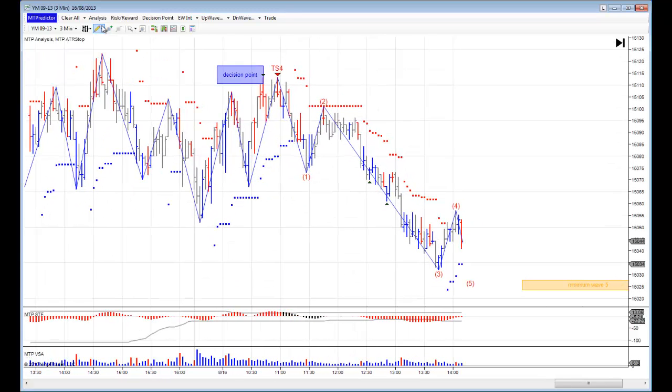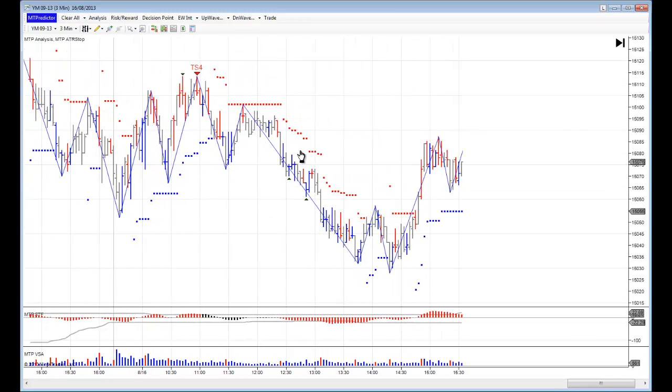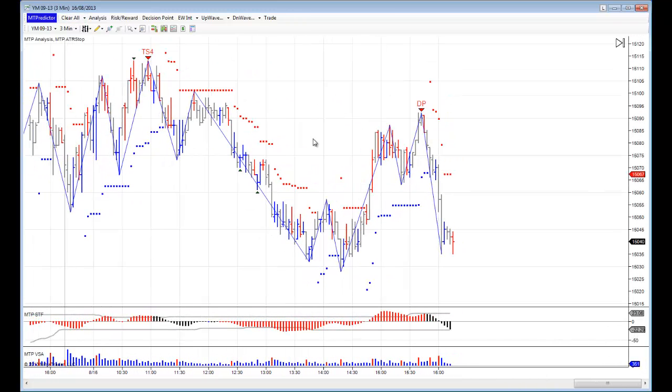So as you can see, MTPredictor is not just the standard and automatic trade setups you see on the chart. It is a tool set of professional tools designed for the professional trader to help you understand how the market's unfolding, help you manage your trades more aggressively, and also help to identify additional trade setups above and beyond just the automatic setups.